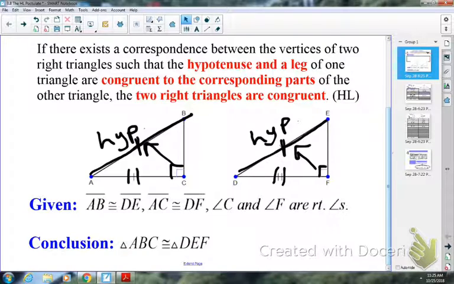So if you ever think, is it angle-side-side? You don't write that. Angle-side-side doesn't work unless it's a right triangle. And again, then we call it HL, hypotenuse leg.